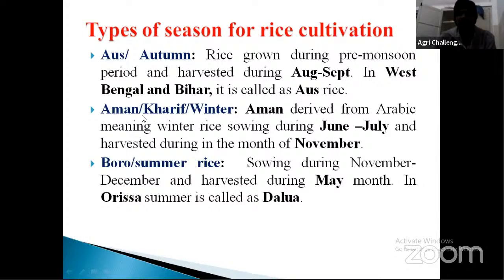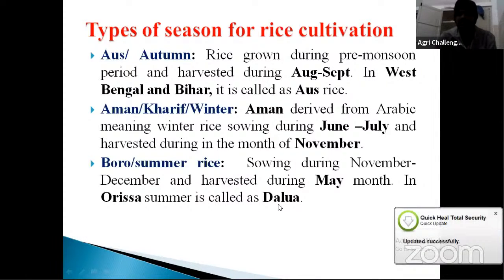Next one is Aman. It is also called Kharif rice and winter rice. Aman is derived from the Arabic language meaning winter rice, and it is sown during June and July and harvested in the month of November. Next one is Boro. It is also called summer rice. It is sown during November and December and harvested during May. In Orissa, the summer rice is called Dalua rice.